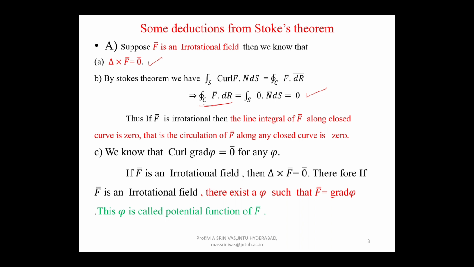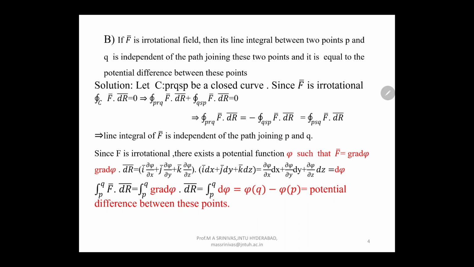And otherwise, if there exists a scalar function phi, and for that scalar function phi, if you find the gradient, that should be equal to the given f bar. If there exists a function phi such that f bar is equal to grad phi, even then we say that f bar is an irrotational field, and this scalar function phi we call a scalar potential function. That is one result I have given you.